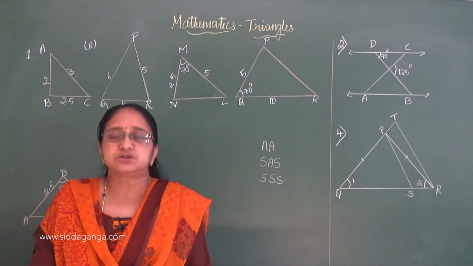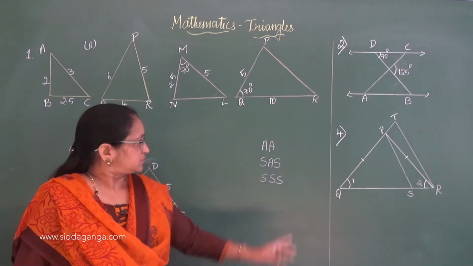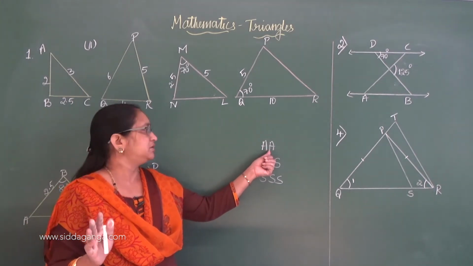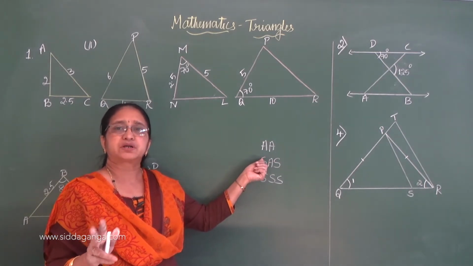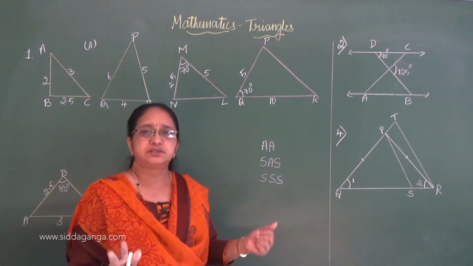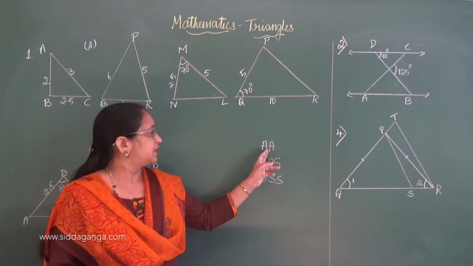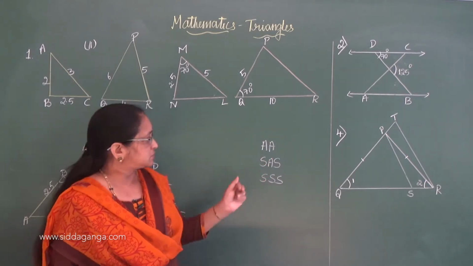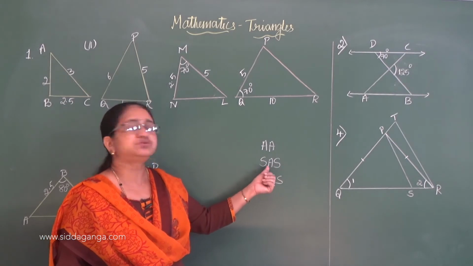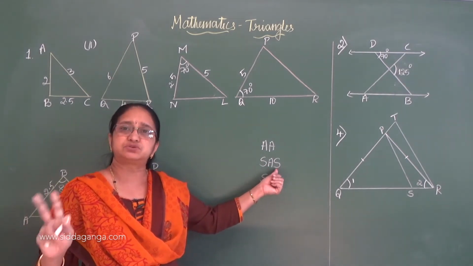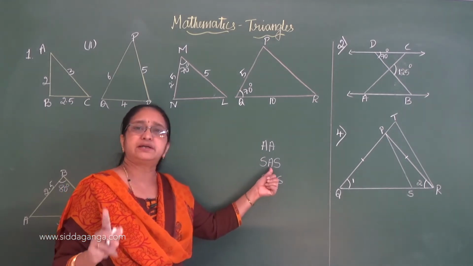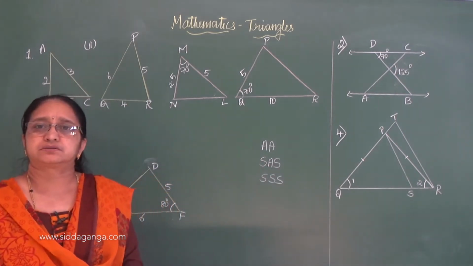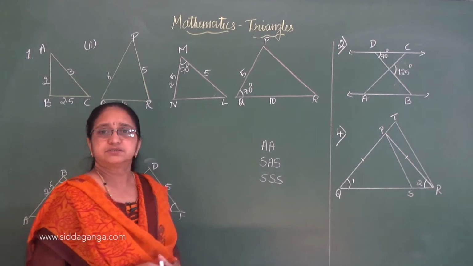Okay. Now based on these three statements, once again I will try to recall. If you check two angles are equal, corresponding angles are equal in two triangles, then we can say that by AA criteria, two triangles are similar. In the next one, if two corresponding sides of two triangles are proportional and one included angle is equal, then we can say by SAS similarity criteria, the two triangles are similar.